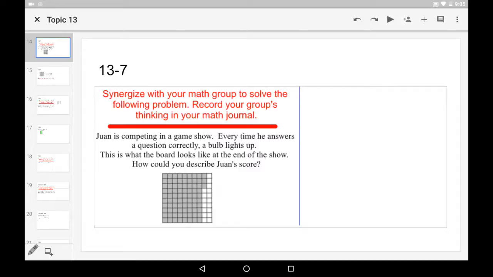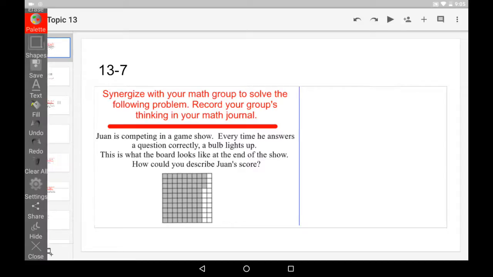So we have Juan, who is competing in a game show. Every time he answers a question correctly, a bulb lights up. This is what the board looks like when he is done at the end of the show. So we want to know how you could describe his score. This is what the board looks like after he's done answering all of his correct questions.